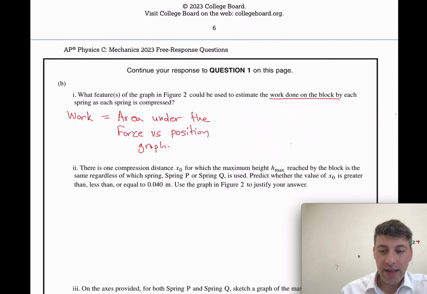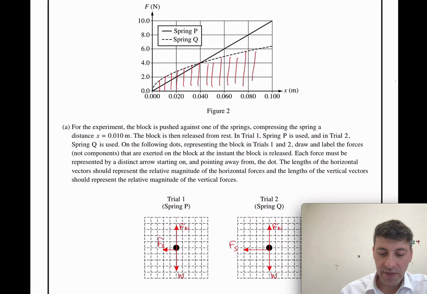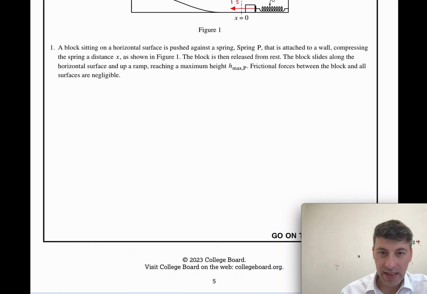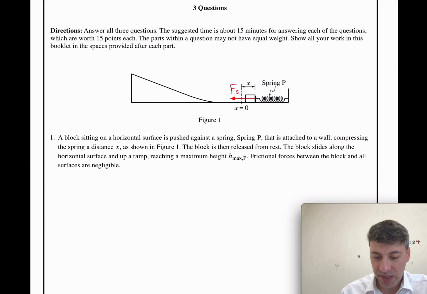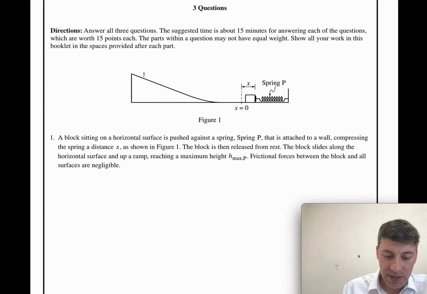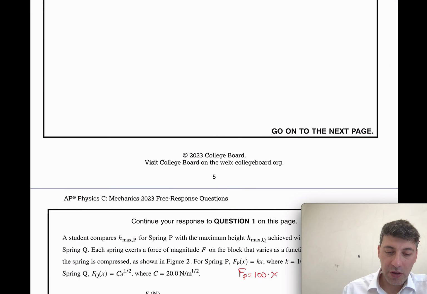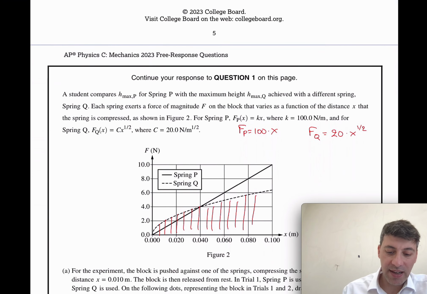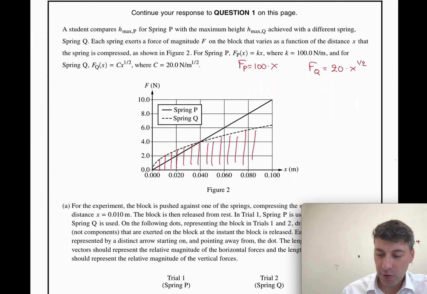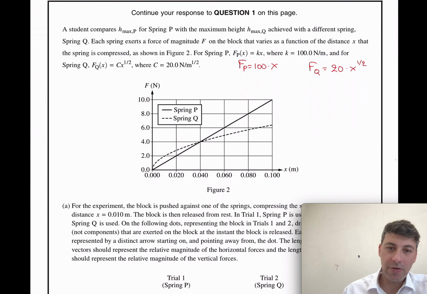So the given is that the two different springs, spring P and spring Q, if they are compressed at a certain distance, then the object will reach a certain height. And for this, we need to figure out if the compressed distance is more, less, or equal to 0.04 meters. And the only given that we have is the force versus position graph.